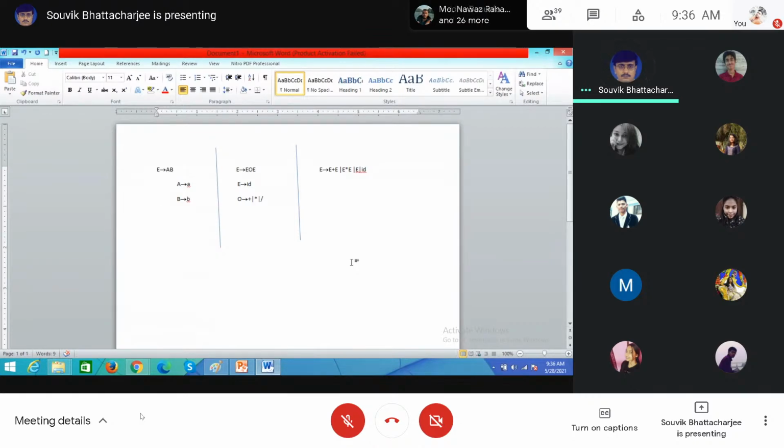First, one is E produces AB, A produces small a, B produces small b. That is, capital A produces small a and capital B produces small b. Another one is E produces EOE, or E produces ID, and O produces plus, star, or division, like this. And another grammar is E produces E plus E, or E star E, or ID, like these things.